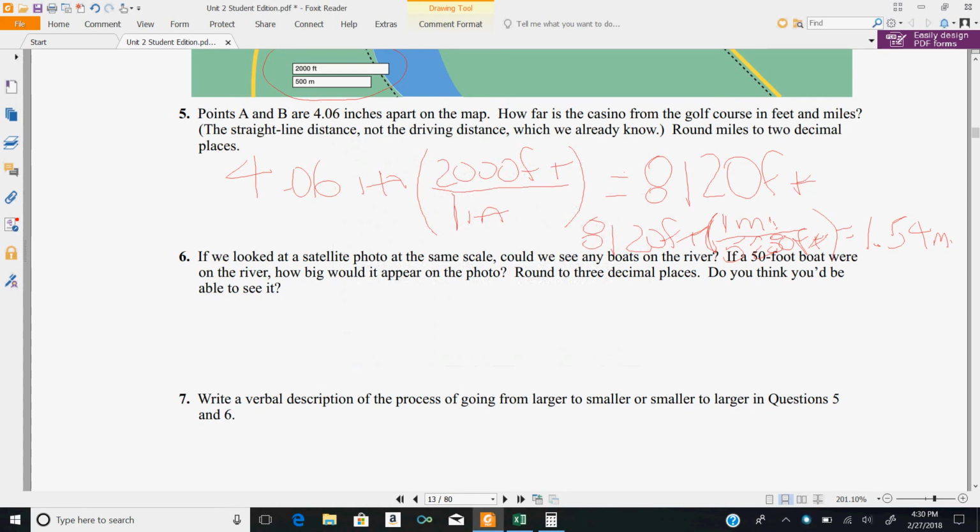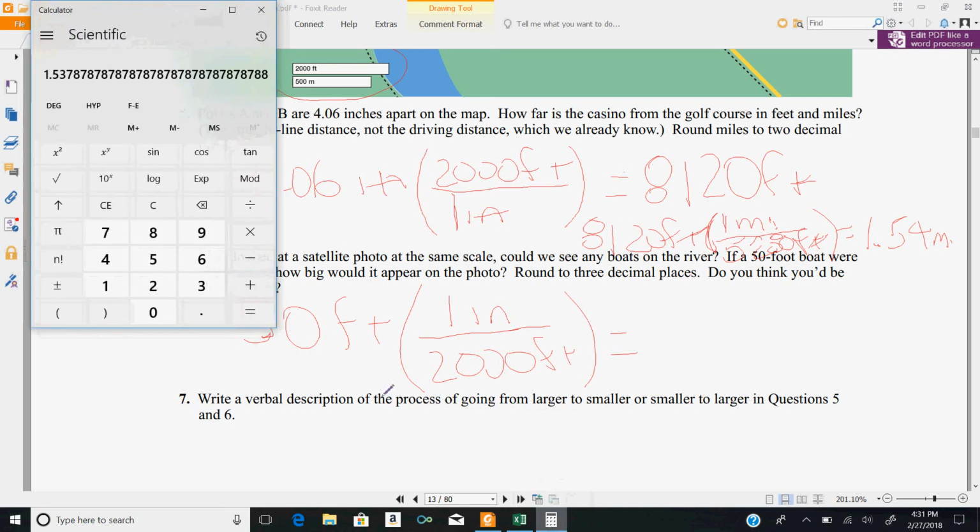If we look at the satellite photo of the same scale, could we see any boats? Yeah, if we looked at a satellite photo with this scale, a 50-foot boat. We would actually be going down in scale. So when we had inches on the map, we multiplied by 2,000 feet to get feet in the real world. Now we have 50 feet in the real world. So we're going to use our scale factor this way: 1 inch on the map per 2,000 feet in the real world. And so now we're going to be dividing by 2,000 feet.